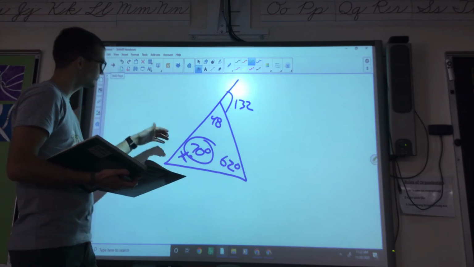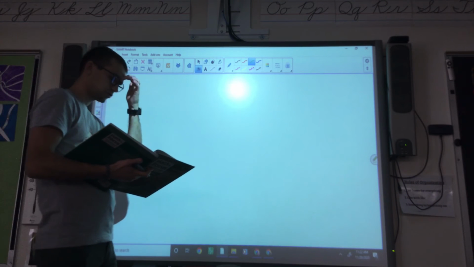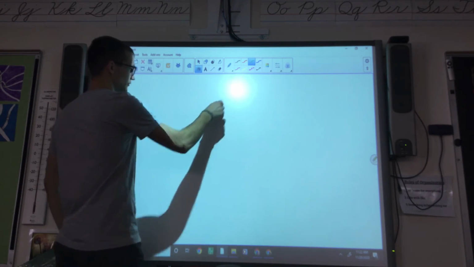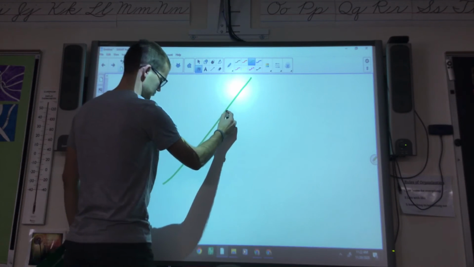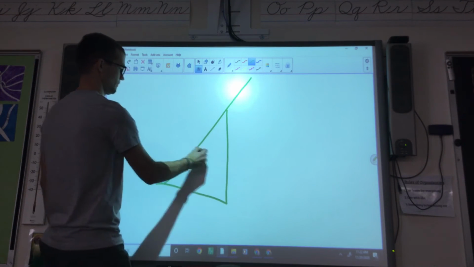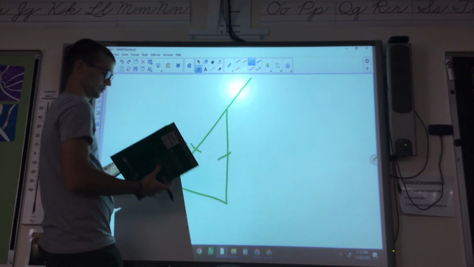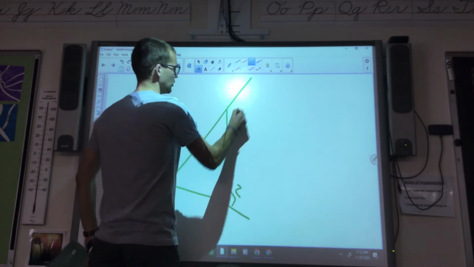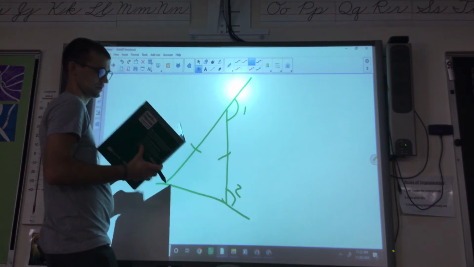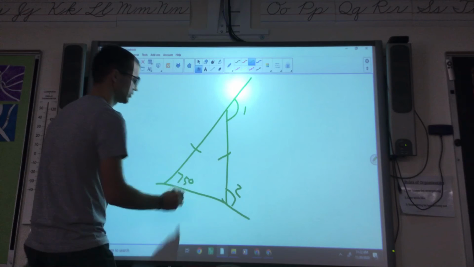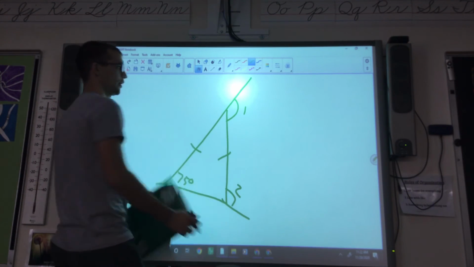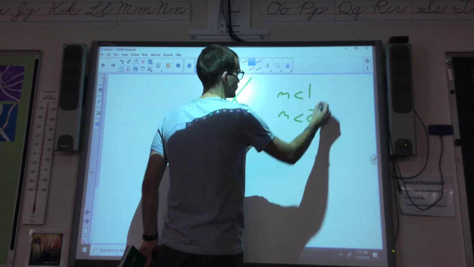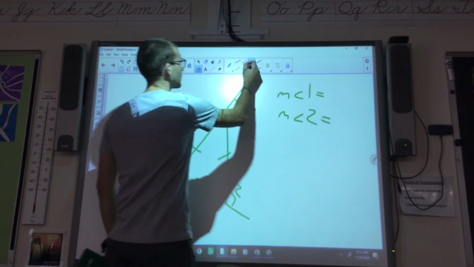Alright, next page, 50. Triangle ABC is an isosceles triangle, so we're gonna say those are the same, even though they don't look very similar. This is angle 2, angle 1. This is 75 degrees. And I wanna know angle 1 and angle 2. Measure both of them.